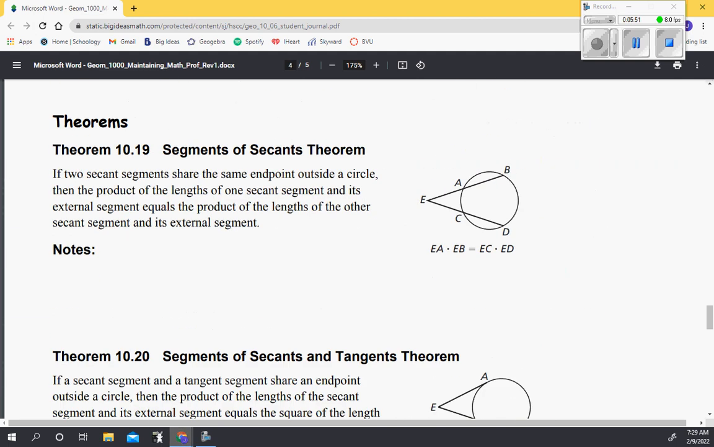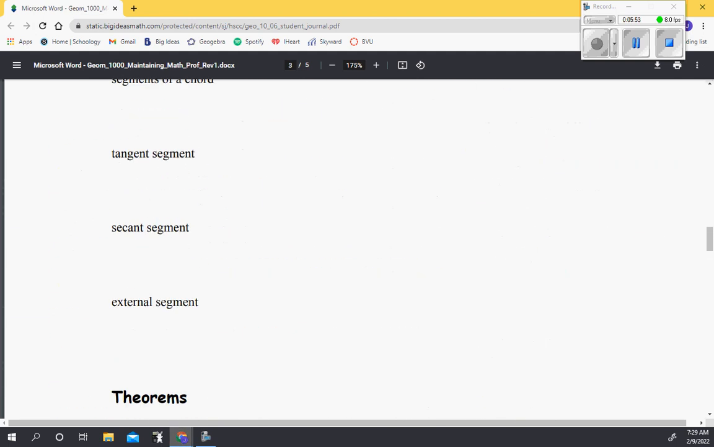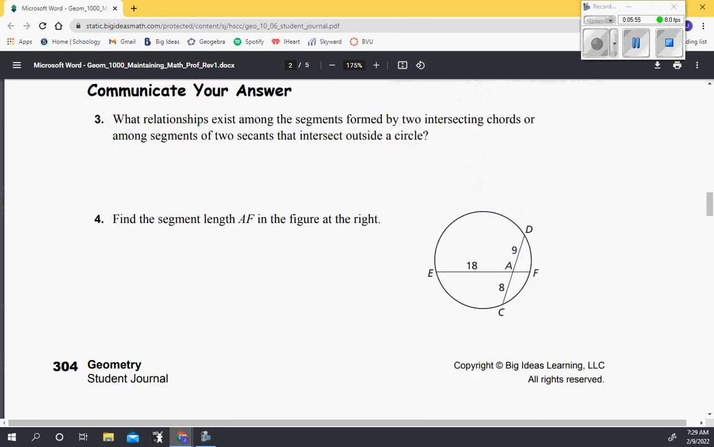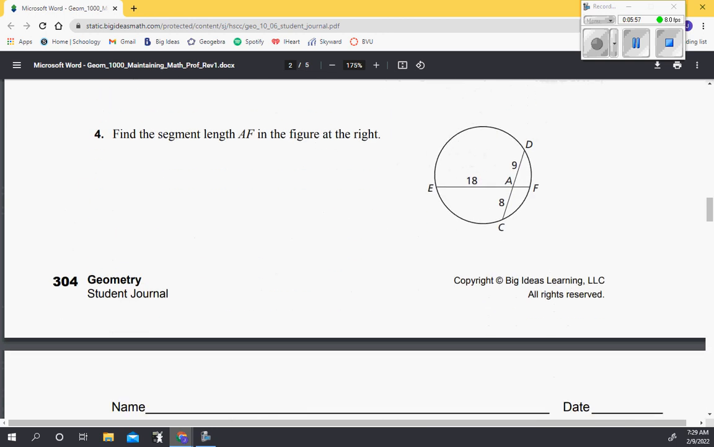Before we get to our extra practice, I want to go over here because we had a couple examples that we skipped over. This one right here is where we have two segments in a circle. We multiply one half by the other, and we don't know what this is. We want to find that. We're going to call that x. So 18 times x is equal to the other half, 9 times 8.